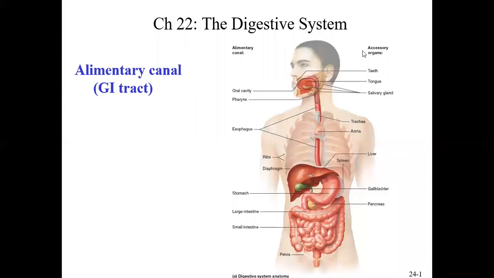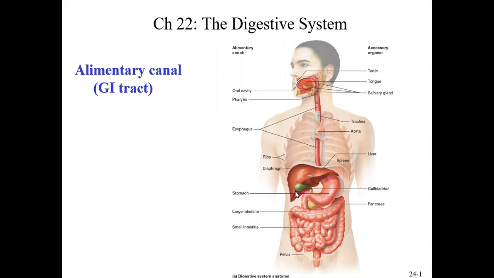In chapter 22, we're going to be looking at the digestive system, which is also known as the GI tract or the gastrointestinal tract, or also as the alimentary canal. And from the diagram here, you can see some of the major parts that we'll be looking at, beginning with the mouth and the oral cavity there, moving down through the esophagus, going into the stomach.